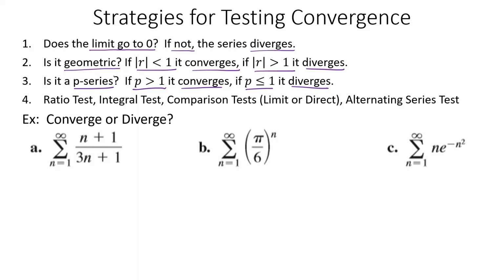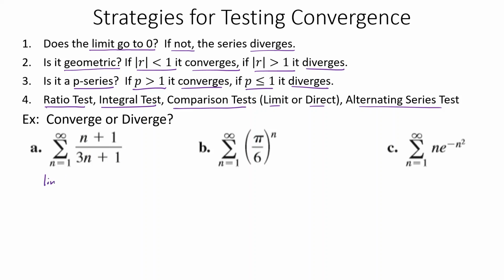And if it's not any of those three things, what I like to call the easy tests, then we can do the ratio test, the integral test, or a comparison test, which could be the limit comparison or direct comparison, or the alternating series test. All right, so we've got 3 examples here and 3 examples on the next slide, and that is it for convergence, I believe. So this guy, I've got n plus 1 over 3n plus 1.